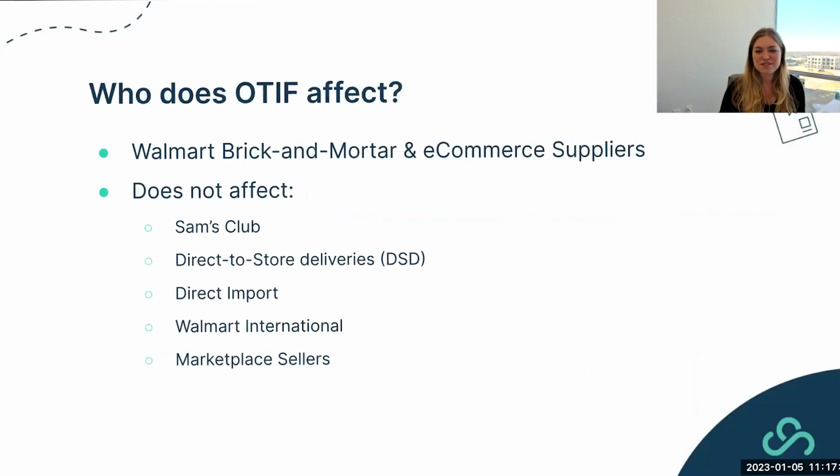So who does OTIF affect? So this is going to be Walmart brick and mortar and e-commerce suppliers. It's not going to impact Sam's Club. It's not going to impact DSD, direct import, international marketplace sellers. It's really going to be the people who are sending items through the Walmart DCs. So those are the main people who are going to be experiencing that.